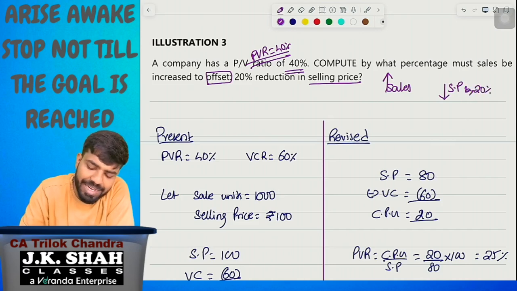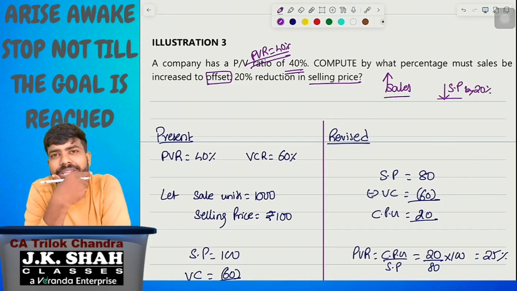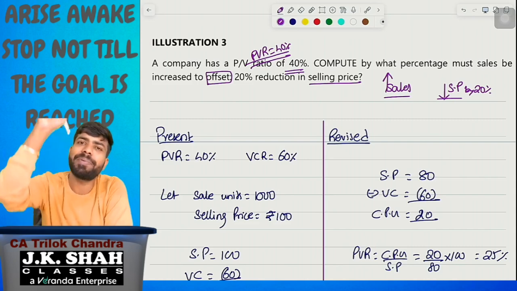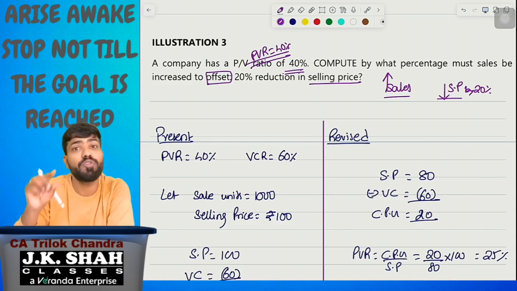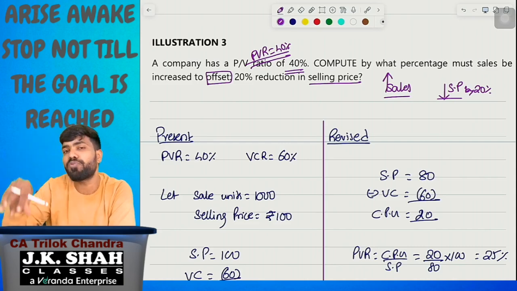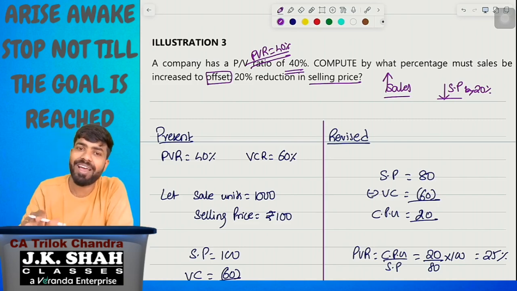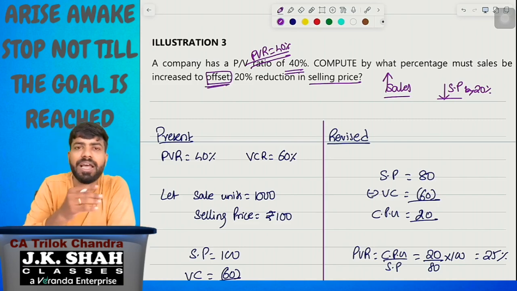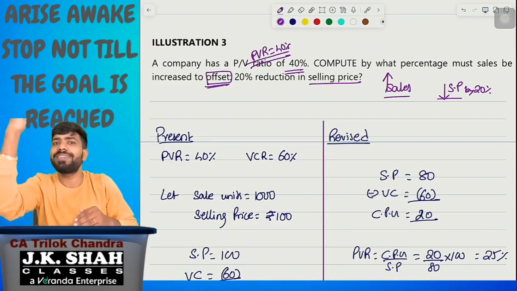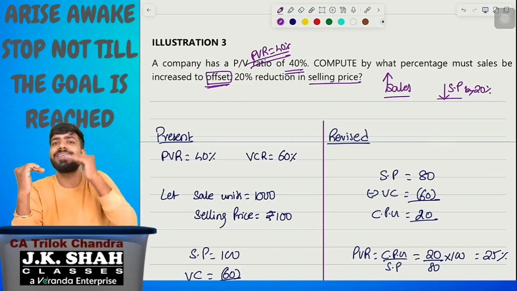This is the question. So they are interlinking sales and selling price. Selling price is decreasing by 20%. When the selling price decreases by 20%, automatically sales decreases. If sales decreases, automatically profit decreases. Now what they are asking is to offset. Offset in the sense that the reduction in selling price should be offset by increasing the sale units.